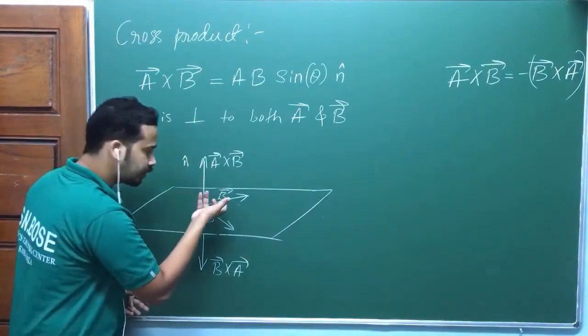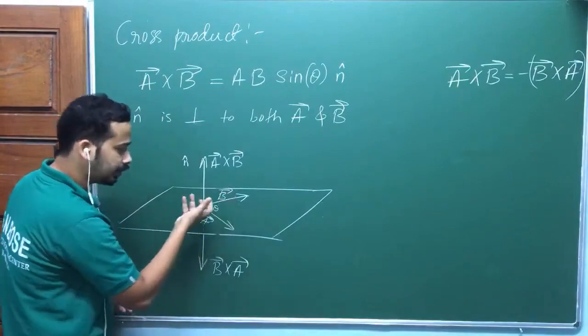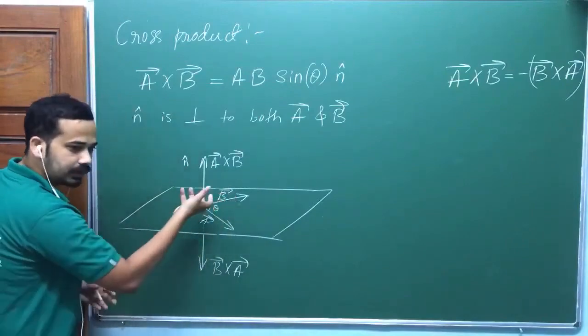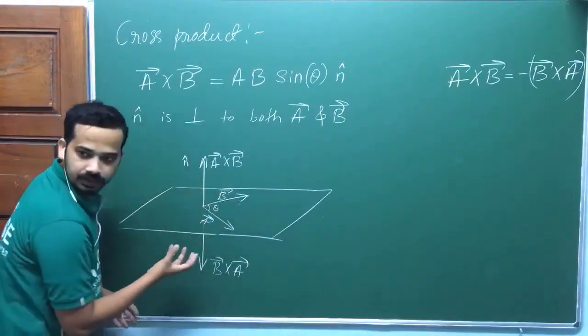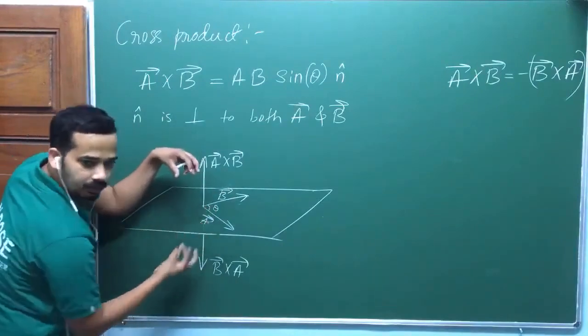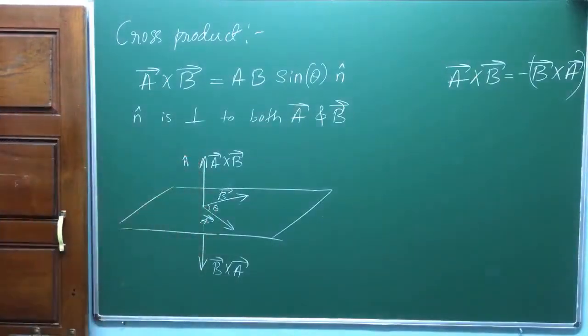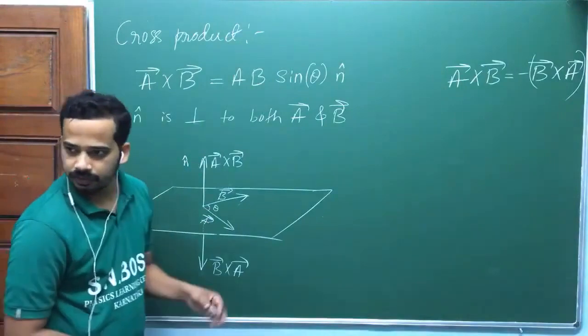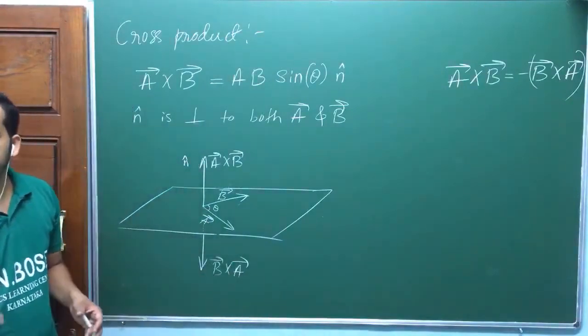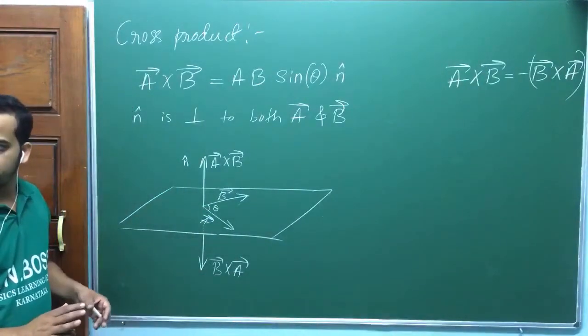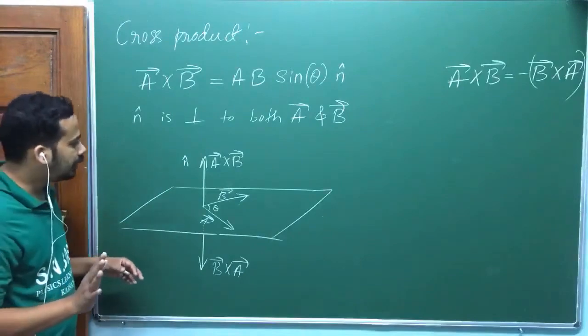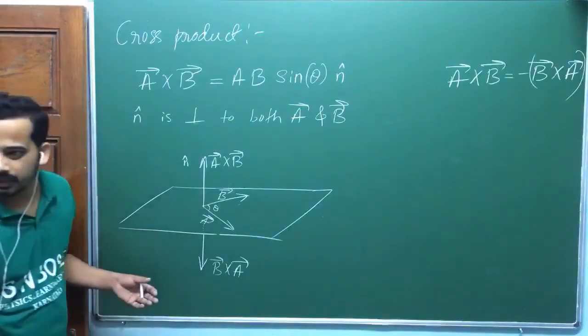For B cross A, rotate from B to A. Just rotate the screw like this, and it will go down. If you have a bolt nearby, just try this. So that's another idea, the screw rule. But I will use the thumb rule. That's the best idea.